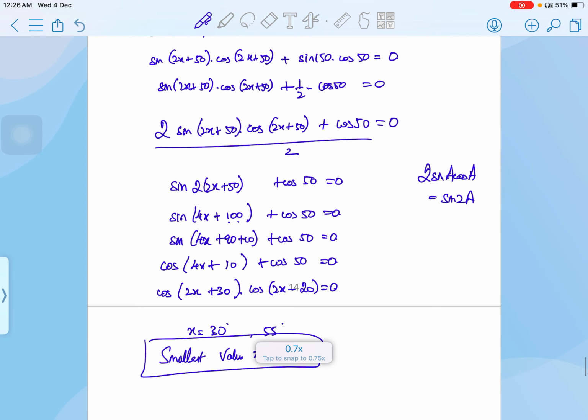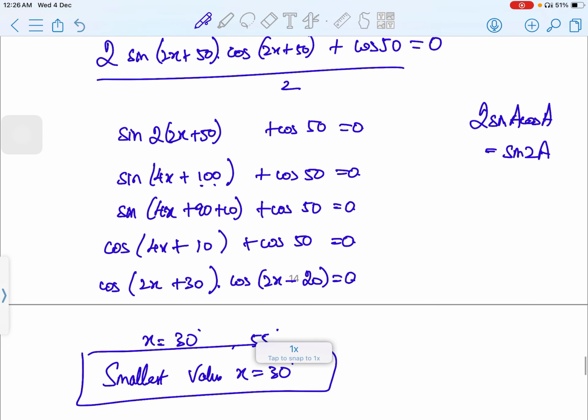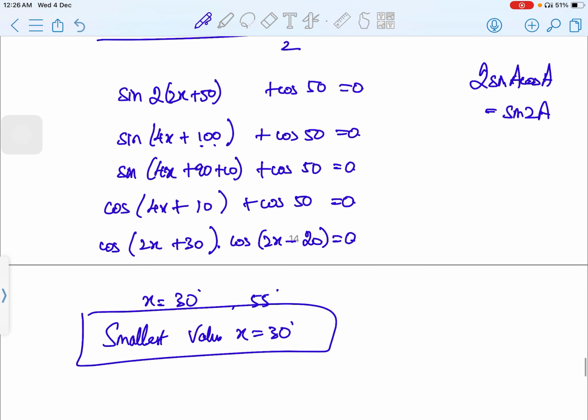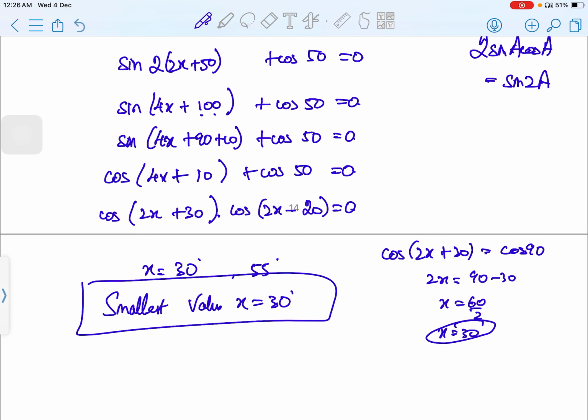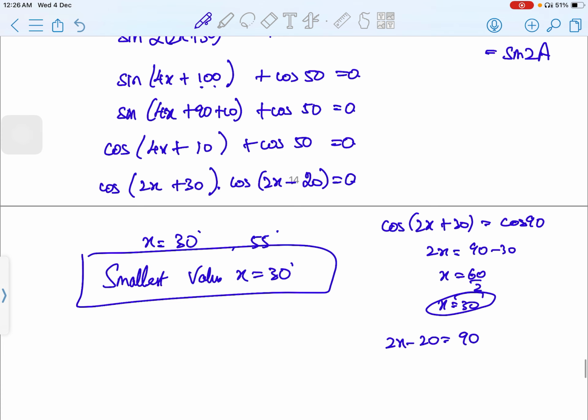If you didn't understand how you get 30 and 55, when will your cos value become 0? When the angle becomes 90. So your cos of 2x plus 30 is supposed to be cos 90, so that entire angle is supposed to be 90. So 2x equals 90 minus 30, x equals 60 by 2, x value 30. Similarly, you can equate 2x minus 20 with 90. So 2x will become 110, x value will become 55. Okay, so that's all. Thank you.